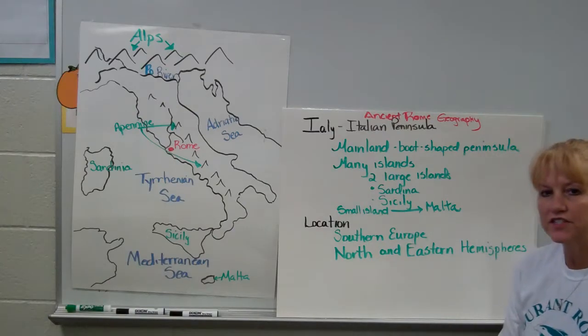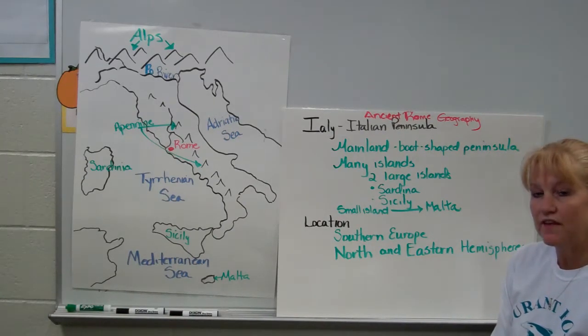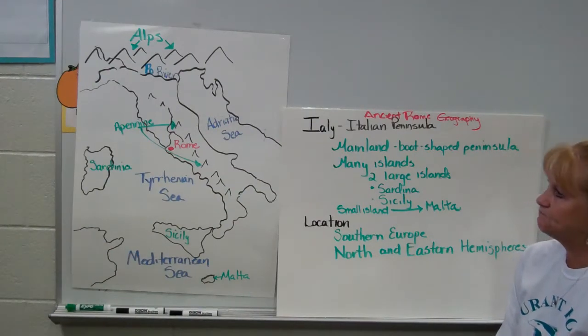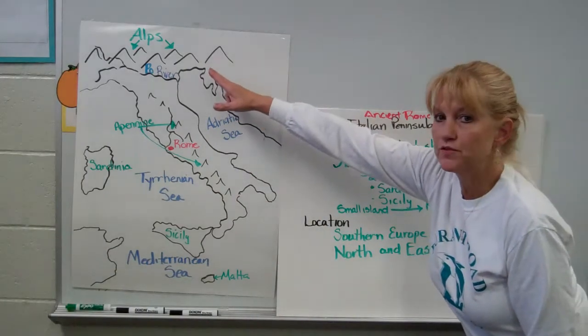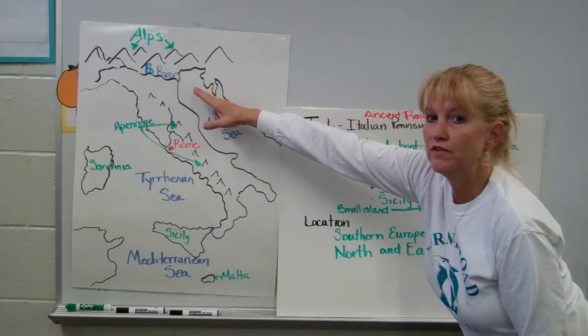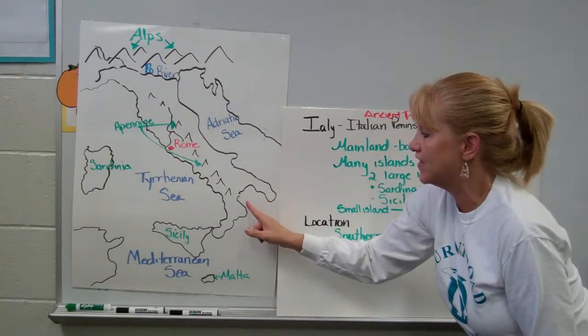Today, we will begin our study of the geography of ancient Rome. But first, let's look at a map of Italy. You notice that Rome is on the western coast of Italy. You will see at the top the Alps, which are very high mountains, and the Po River. Down the center of Italy, you will have the Apennines.